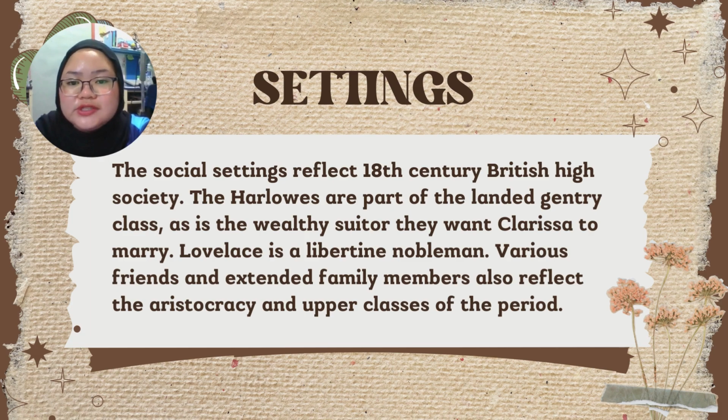So for the social settings, it reflects 18th century British high society. In the novel, if you read it, you can see the Harlowes are part of the landed gentry, as is the wealthy suitor they want Clarissa to marry. Lovelace is a libertine nobleman, while the various friends and extended family members also reflect the aristocracy and upper classes of the period.